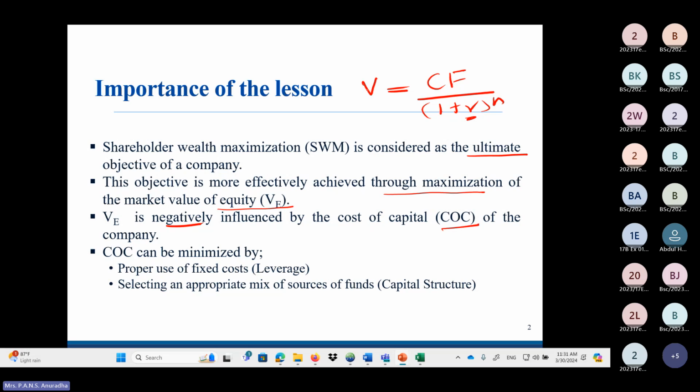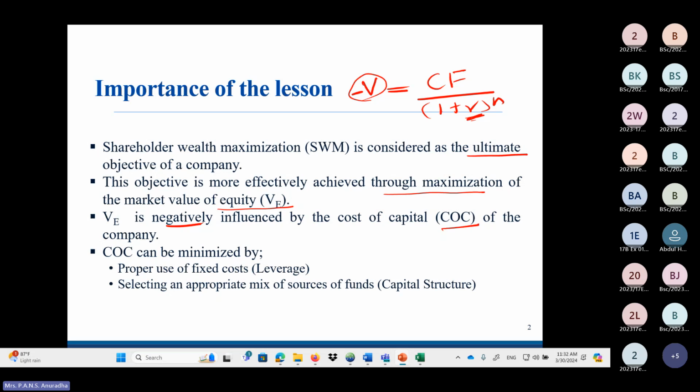So now you can see this value and this discount factor are negatively related. So there is a negative influence on the value from the cost of capital. When the risk is increasing, cost of capital is increasing. When the cost of capital is increasing, value is negatively affected. So therefore, to maximize the value, because our objective is maximizing this value, you have to minimize this cost of capital. You have to maintain a minimum level of cost of capital.